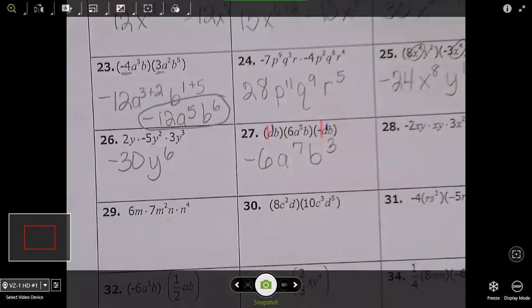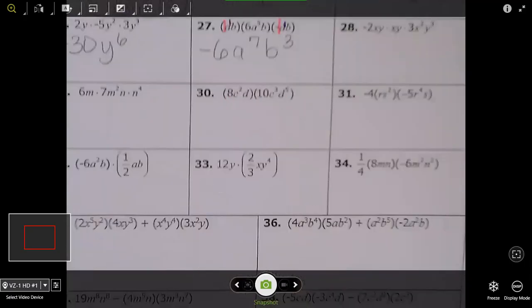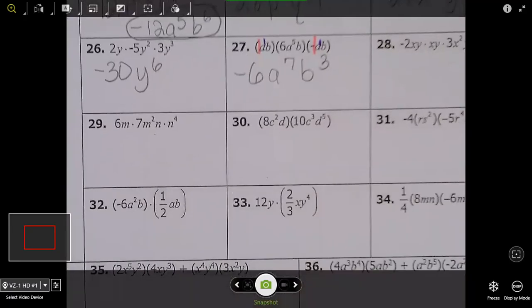Okay, now I want you to look at 28 through 34. Is there any problem that you think, oh my goodness, there's no way I know how to do that? Is there one of those problems that you'd like for us to work out?